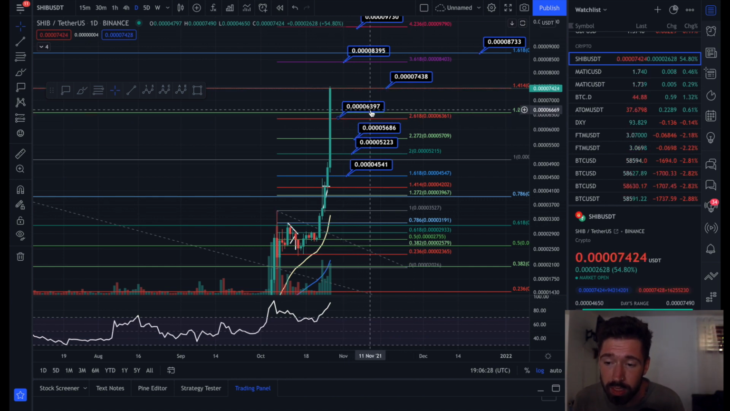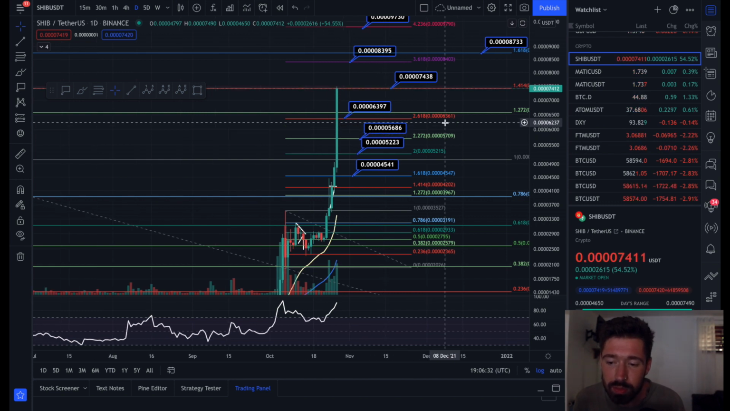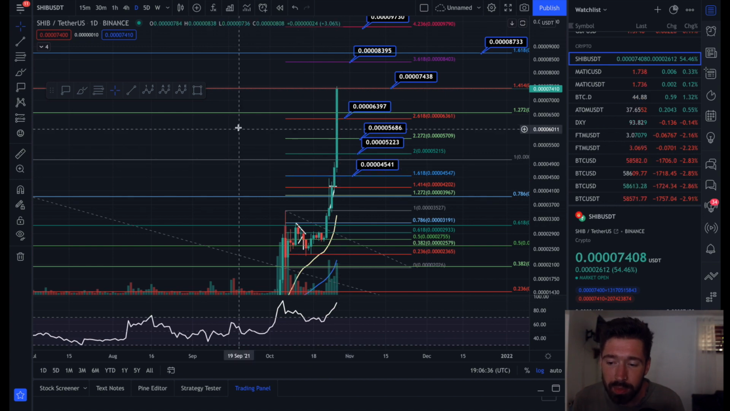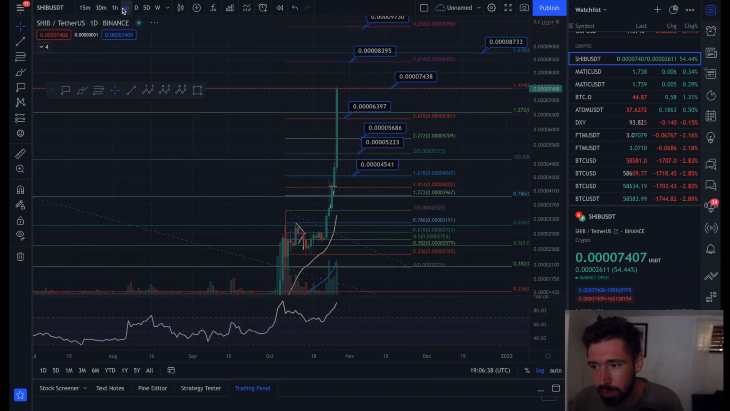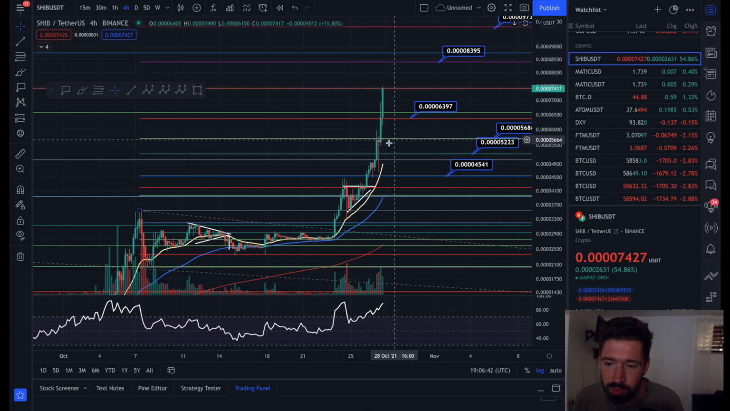We have the 2.618 at 0.0063, the 2.272 at 0.0056. You have the 2 at 0.0052. And we have this, I think this is a previous swing high. I'm going to pop over to the 4-hour time frame, the 1.618. Yeah, the previous swing high.